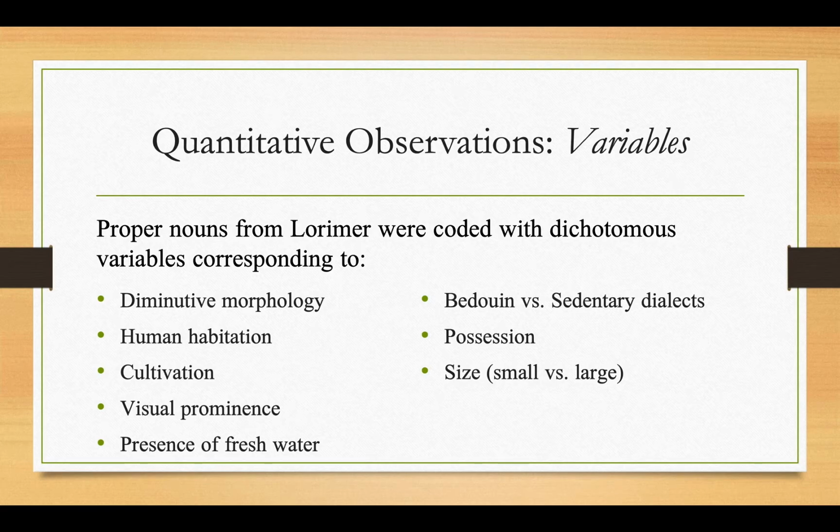I wanted to see what this diminutive morphology was referring to in the real world and my biggest data source was toponyms. So I took my toponyms from Lorimer and I coded them with dichotomous variables.